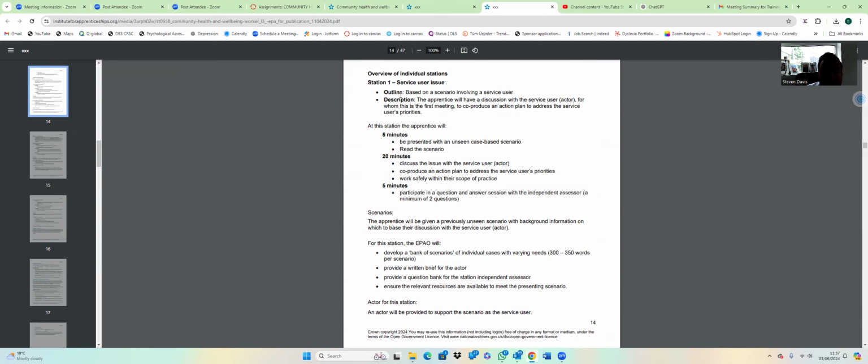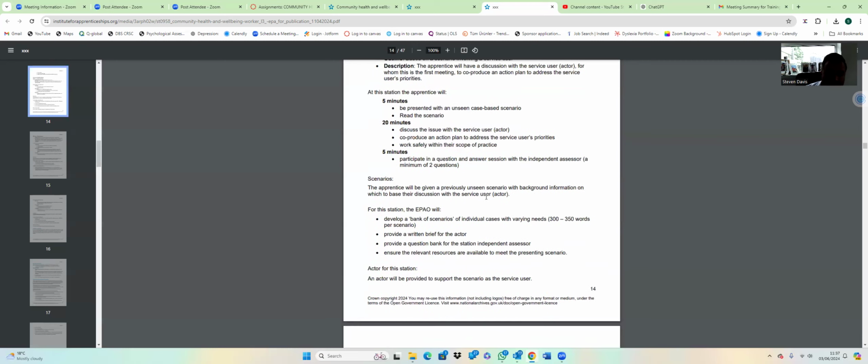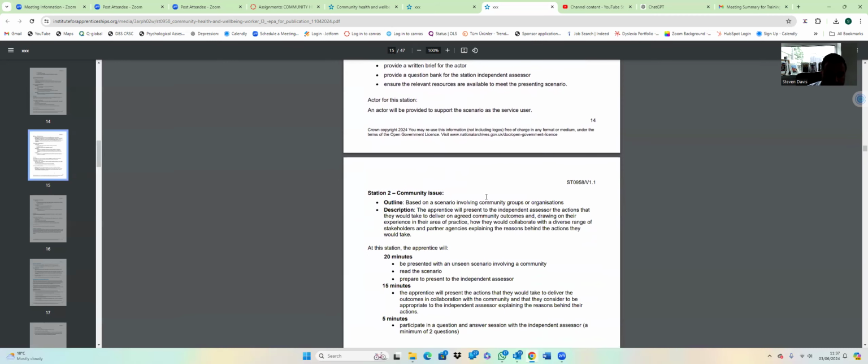So outcome 1, based on a service user, the apprentice will have a discussion with a service user, an actor. This is the first time they've met them, and that's to co-produce an action plan to address the service user priorities. So again, here you're going to need to listen to what they're saying, look at what the problems are, and then you're going to come up with some ways forward.